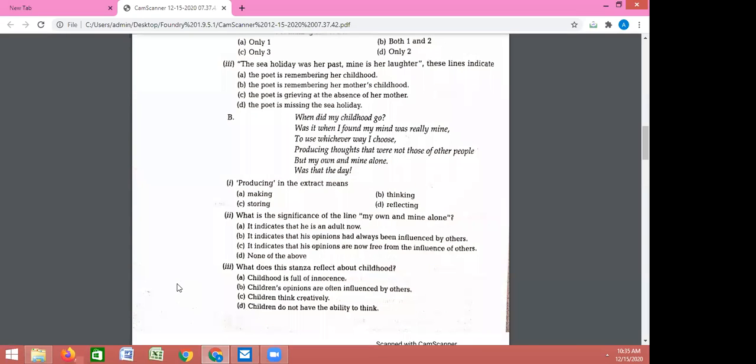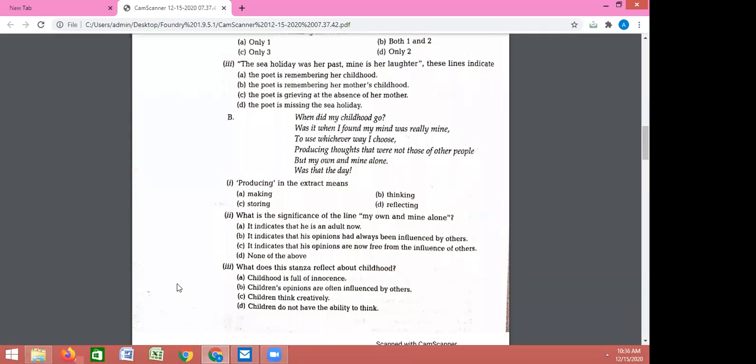What is the significance of the line my own and mine alone? Just look at the answer of this particular query. And if we look at the right choice for this answer, we have to look at the right choice will be C. It indicates that his opinion are now free from the influence of others.